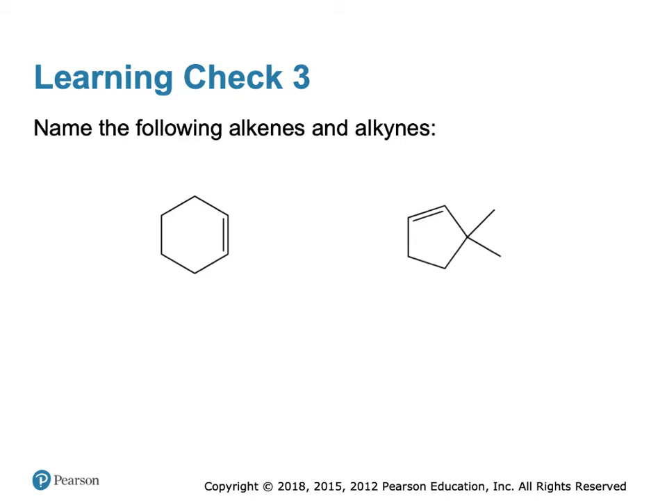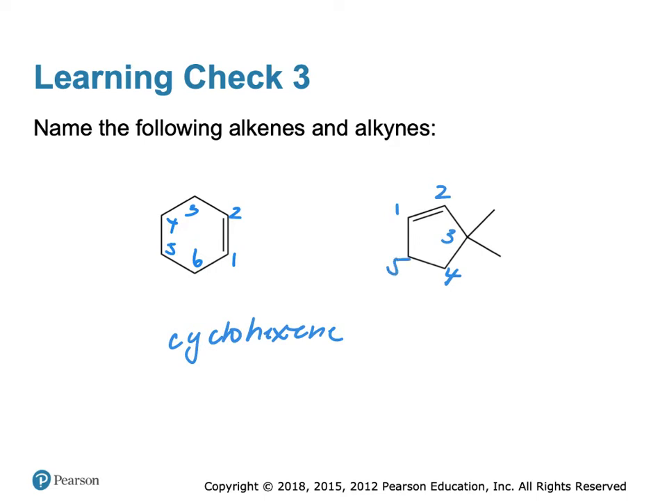Let's name the following alkenes. So they're both alkenes because they have double bonds. Let's count. 1, 2, 3, 4, 5, 6. So this will be cyclohexene because the double bond is at position 1, we do not need to designate its number. Let's count here. 1, 2, 3, 4, 5. This will be a cyclopentene.